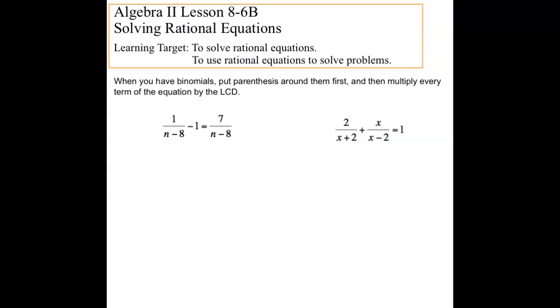All right, today we're going to look at the last material for Chapter 8b. We're working on the second half of 8.6. We're solving rational equations, and we're using those equations to solve problems.